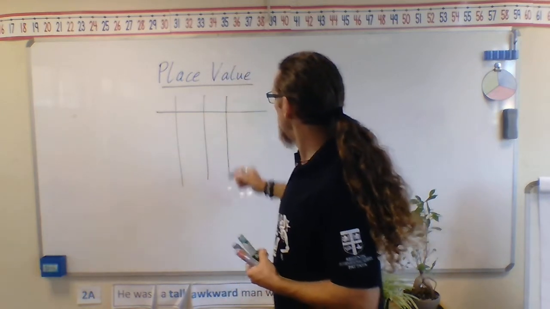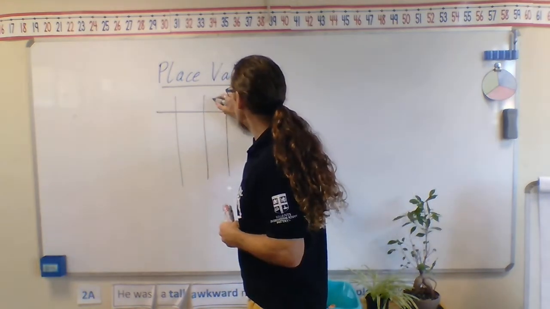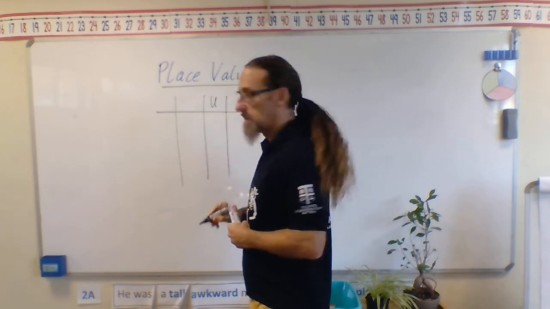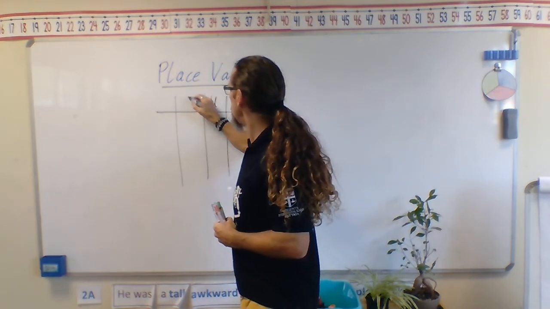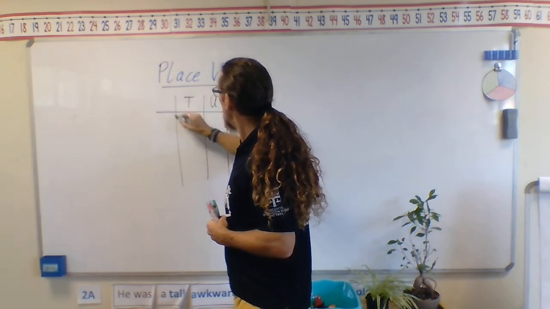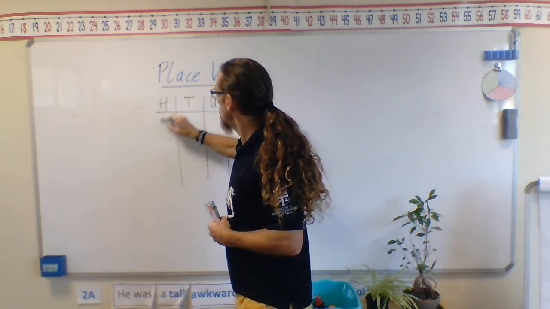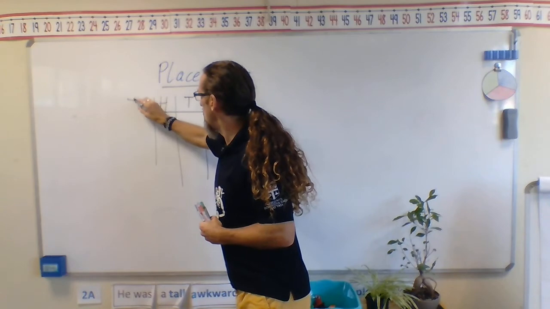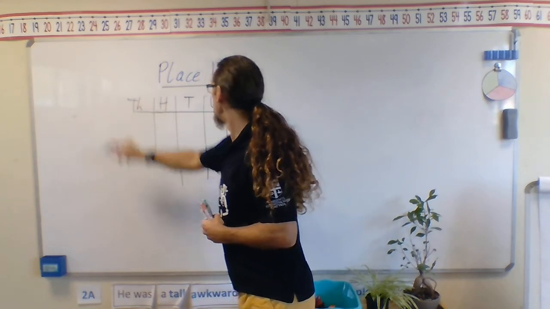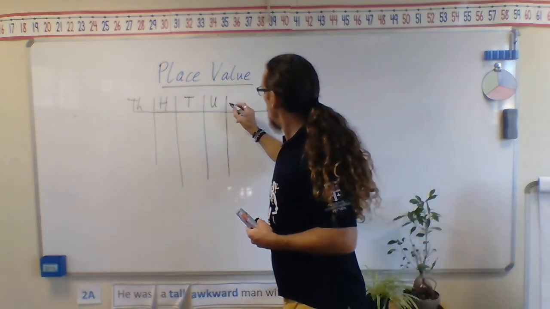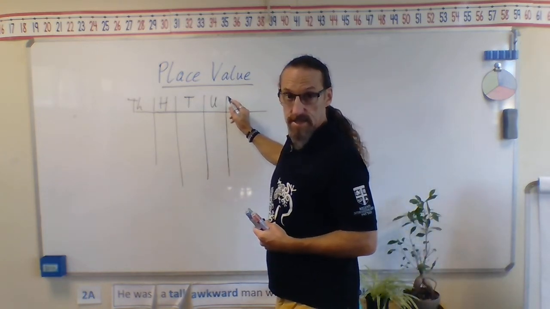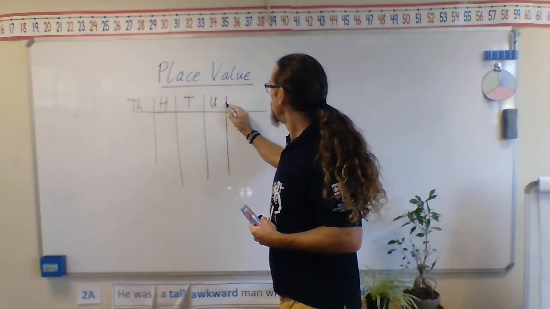I'm going to draw this up, and I'm going to start with the units in this column here. If these are units, then these are going to be tens, and these are going to be hundreds. And if we keep going, we've got thousands over here. Now, we're going to start looking at decimals, and this is going to be the decimal point line.